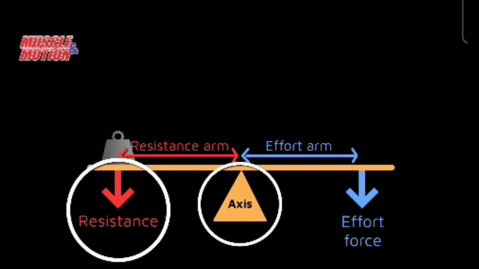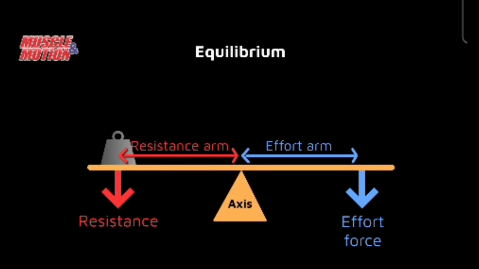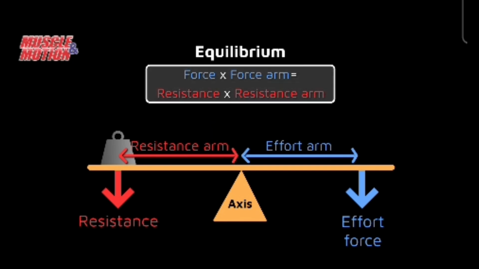force is applied. When an object is in equilibrium, the product of the applied force and its distance from the pivot point, that is, the force arm, also known as the effort arm, is equal to the product of the resistance force and its distance from the pivot point, the resistance arm. Simply put, the equation for equilibrium is force times force arm equals resistance times resistance arm.